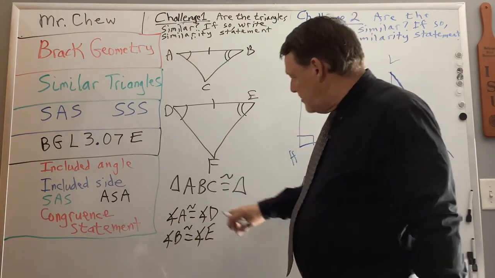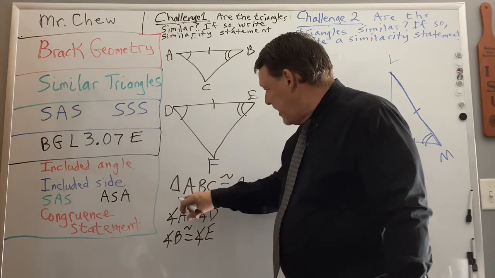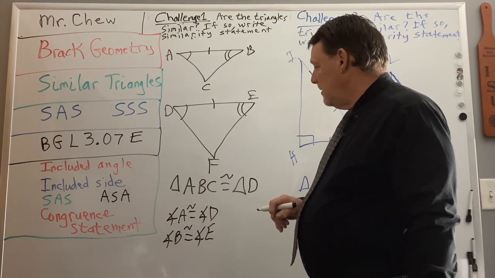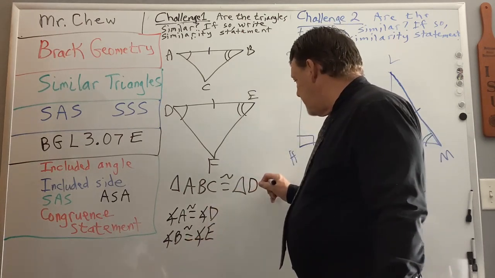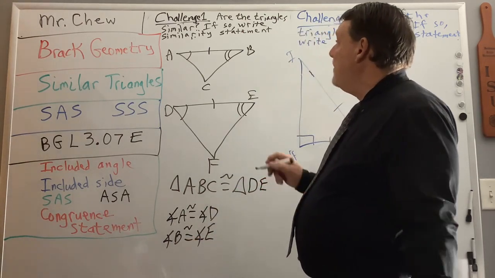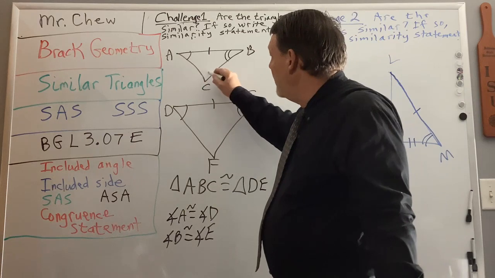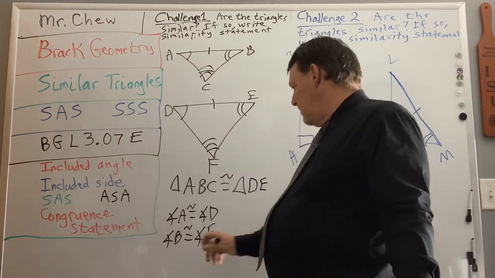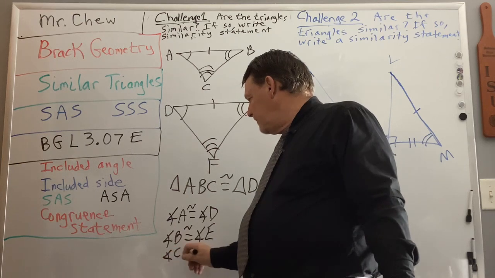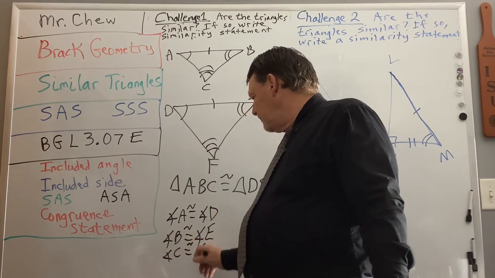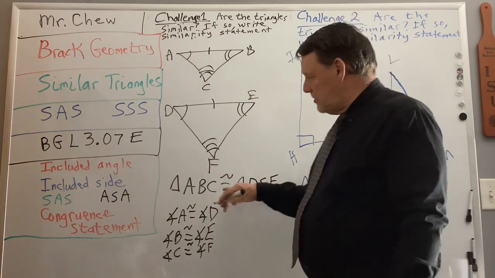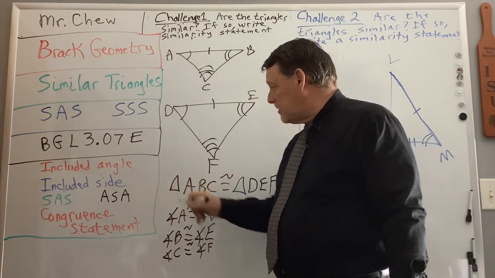All right, that means that the A and the D have to be in the same order in the congruent statement. And then the B and the E have to be in the same order. And because of that, there's only one other choice. C is going to go with F. So this is the congruent statement, and it is the correct congruent statement.